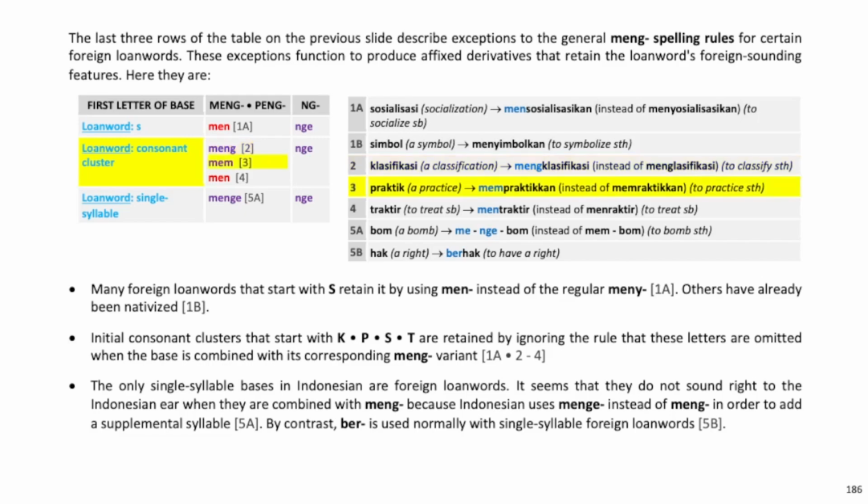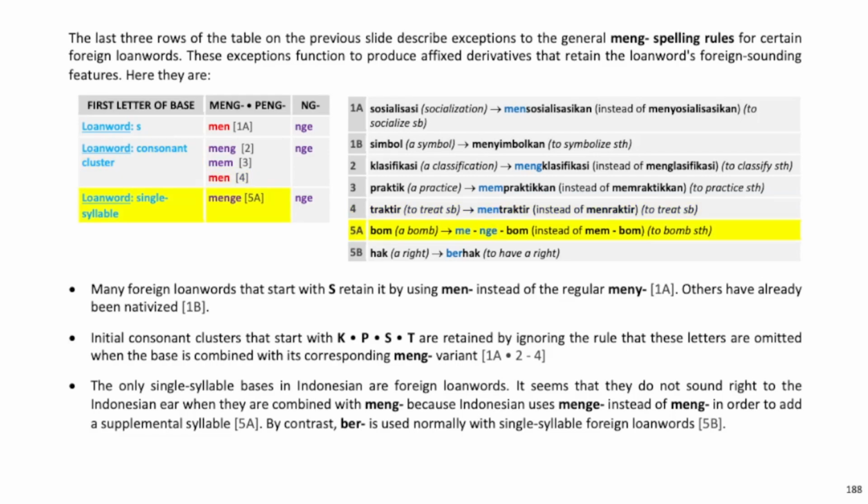Here's another one. So here we have P, praktik. Normally it would combine with mem and the P would get lopped off, but here you keep the P. So you get mempraktikkan instead of memraktikkan, to practice something. And there's men. So example 4, traktir would normally combine with an N, and the N would replace the T, but here you keep the T to retain the sound: mentraktir instead of menraktir, to treat somebody.